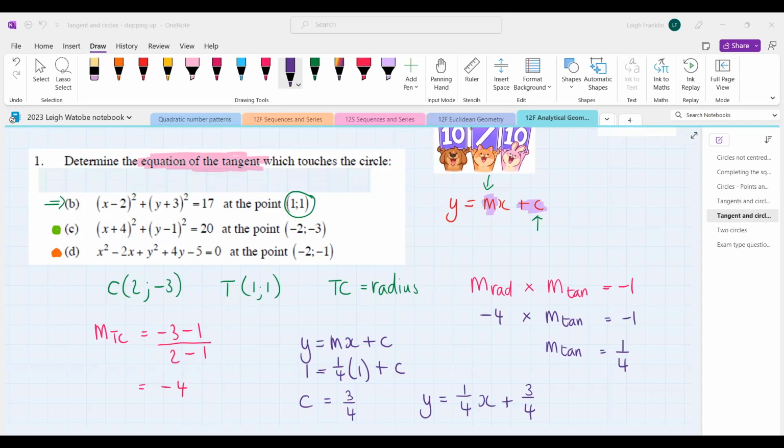Okay, so either you're going to do C or you're going to do D. All right, so let's just quickly practice that and then let's move on. So either C or D, you don't have to do both.